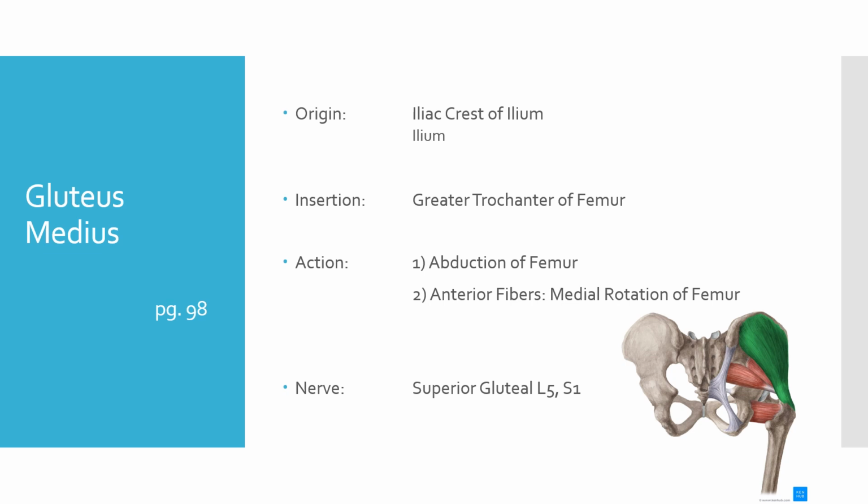Gluteus medius. 2 origins include the ilium as well as the iliac crest of the ilium. The insertion is the greater trochanter of the femur. 2 actions include abduction of the femur, that's abduction. Also, the anterior fibers do medial rotation of the femur. The nerve is superior gluteal L5 and S1.